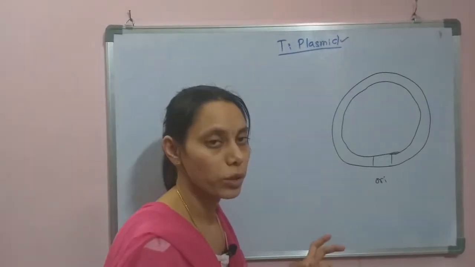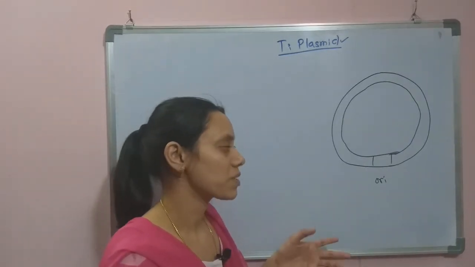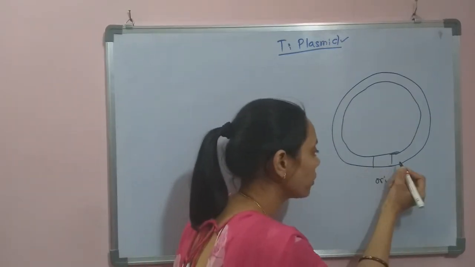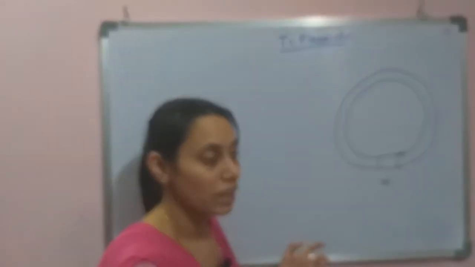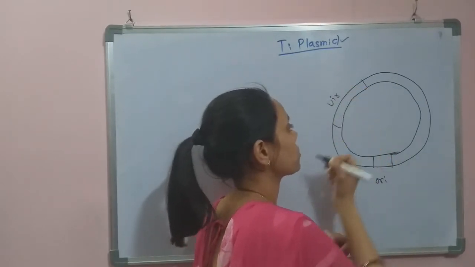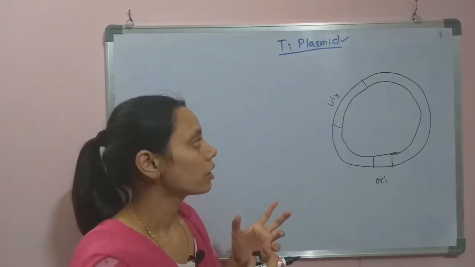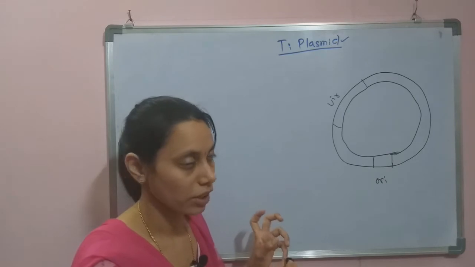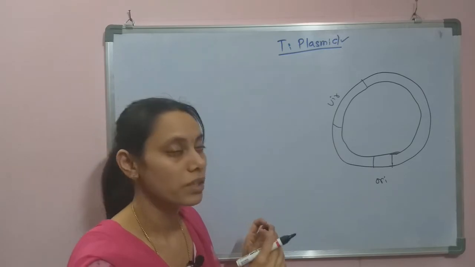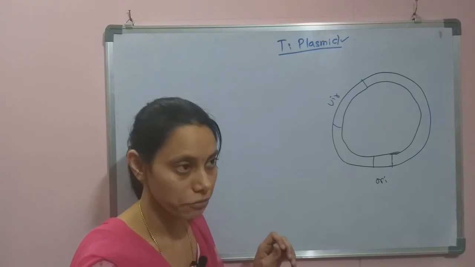The origin of replication is the region where the replication of any plasmid would start. So for the TI plasmid also there will be an origin of replication from where the replication of this plasmid initiates. Followed by that, there is a region called the vir region or virulence region. This vir region has many genes. There is a large set of operons, and these genes are responsible for the agrobacterial infection.